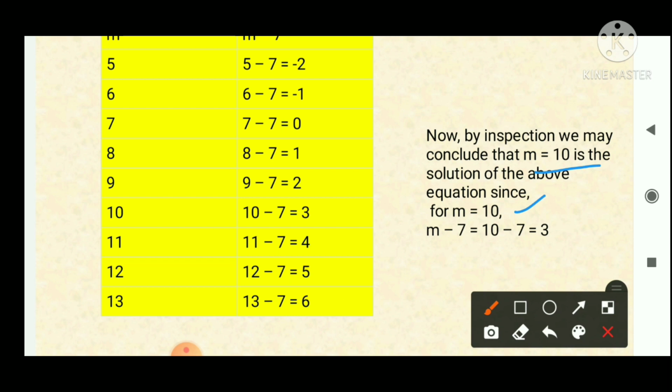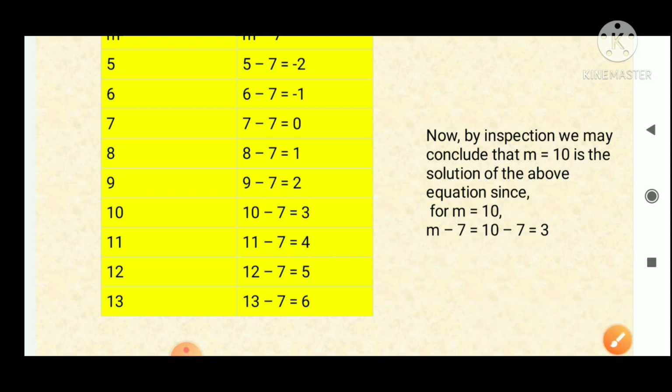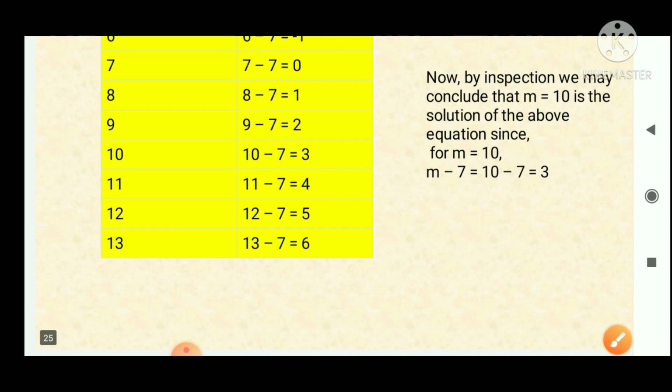Since for m is equal to 10, the equation m minus 7 is equal to 3 is satisfied. If you put the value of m is equal to 10, that equation is satisfied. So m is equal to 10 is the solution of the given equation.